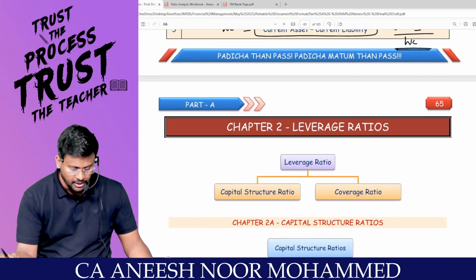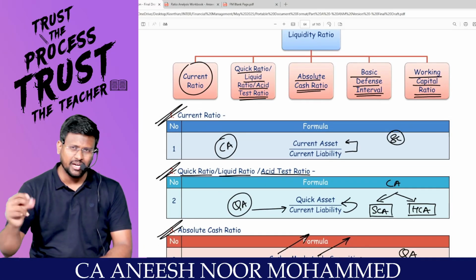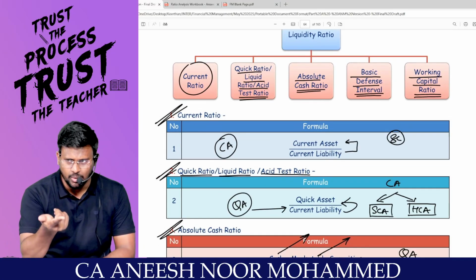Are you with me? These are the main ratios. So logically understand the current ratio. Current ratio is equal to current assets divided by current liabilities.